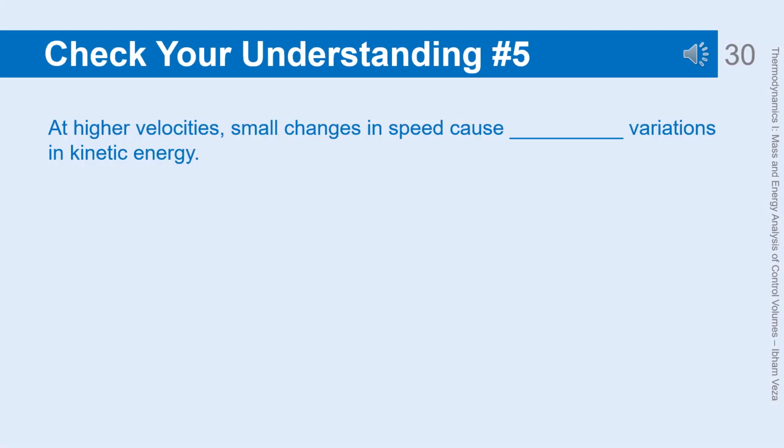Check your understanding. Number 5. This question emphasizes the relationship between velocity and kinetic energy. The key point is that at high velocities, energy becomes more sensitive to speed changes. This is a direct consequence of the quadratic relationship between kinetic energy and velocity. This understanding is very important in high-speed flow systems. Without it, energy analysis can become inaccurate.